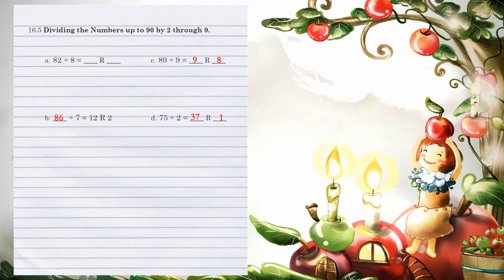Let's look at Unit 16.5, dividing the numbers up to 90 by 2 through 9. Example A. 82 divided by 8. What number times 8 gives us the closest to 82 without going over? That is 10. 10 times 8 is 80. When we subtract 80 away, we're going to have a remainder of 2.